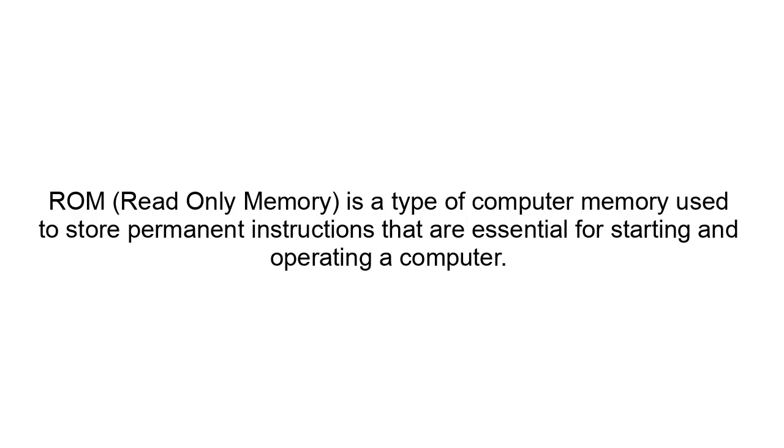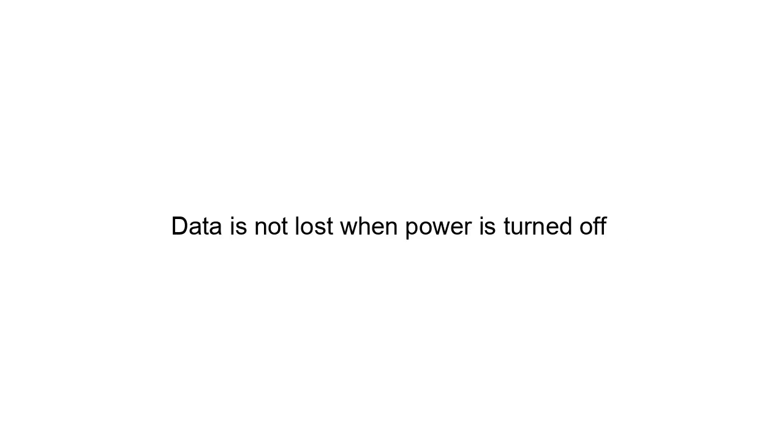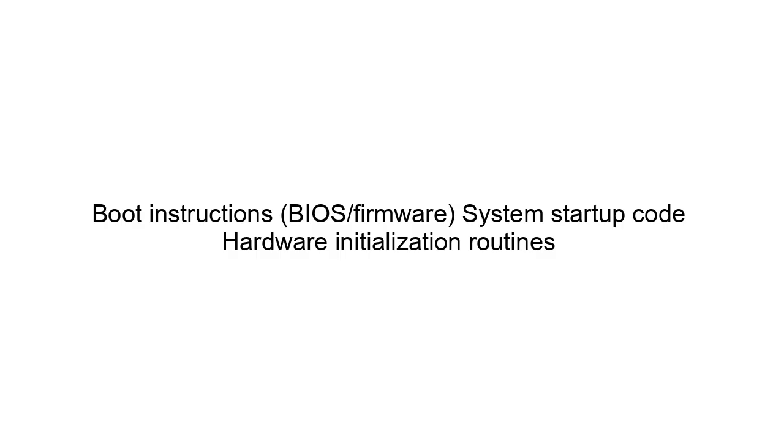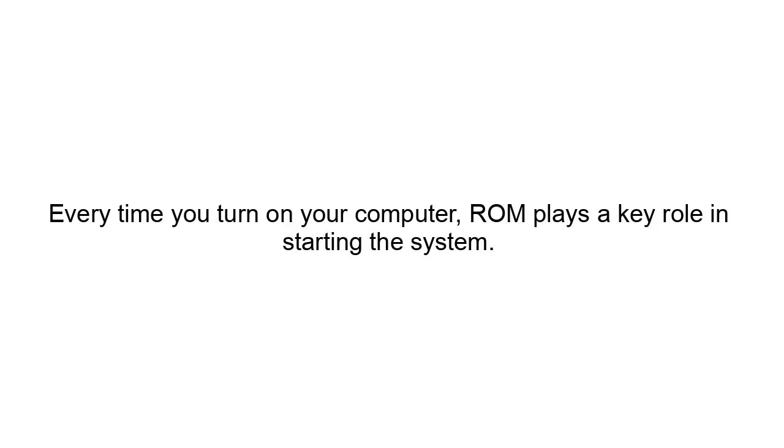ROM, read-only memory, beginner-level introduction. ROM is a type of computer memory used to store permanent instructions that are essential for starting and operating a computer. Unlike RAM, ROM is non-volatile, which means data is not lost when power is turned off. ROM contains important programs such as boot instructions, BIOS firmware, system startup code, and hardware initialization routines. Every time you turn on your computer, ROM plays a key role in starting the system.